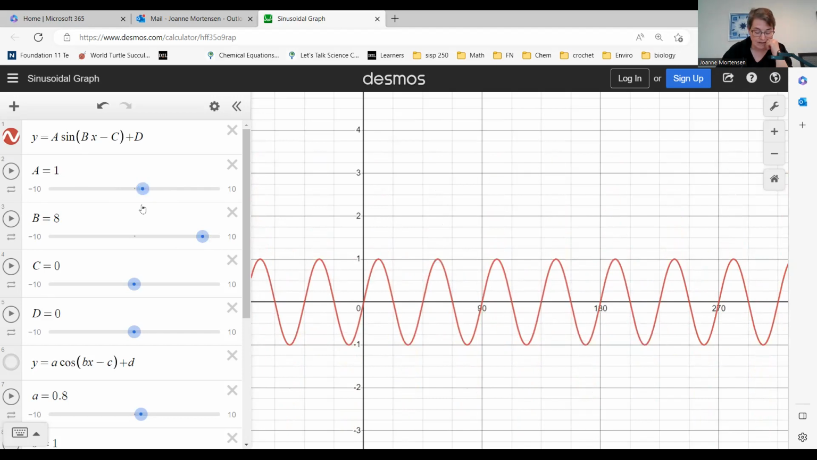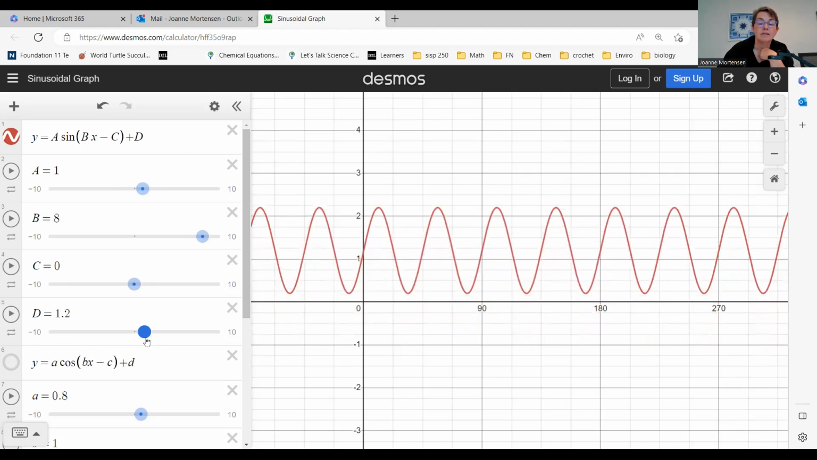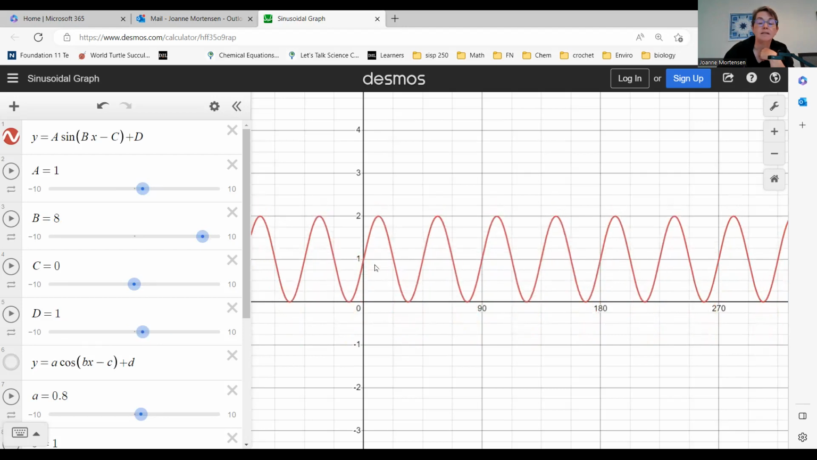Check. Now to change our maximum, minimum, and midline, that's all got to do with taking the graph and shifting the whole thing in one direction or another. And if you remember, that's what the value of D is. That's going to shift our midline. So I'm going to make my midline to be 1, and we can see the whole graph is shifted. Here's our middle again.